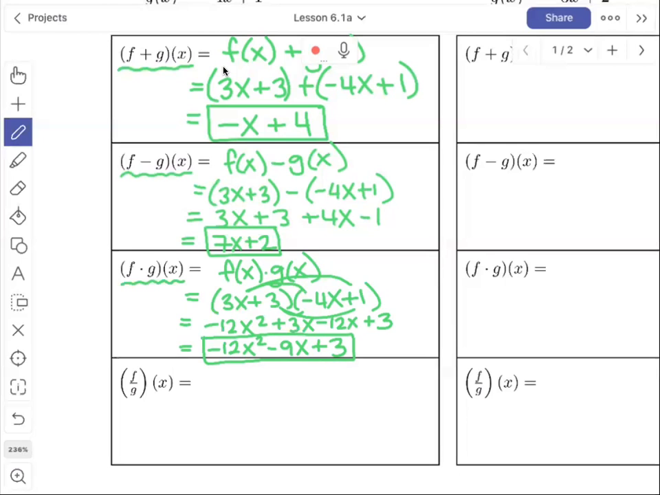Good job, Riley. Rachel, yes, go for it. F over G of X. Let's go to Betty. Betty, help me out with this one. What do I do? F over G of X. Betty, keep typing in the chat what goes after that. So F over G of X, so then that will equal what? Go ahead and type it in the chat if your mic's not working.